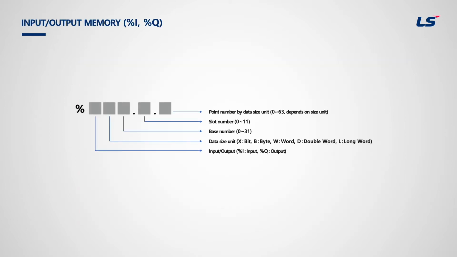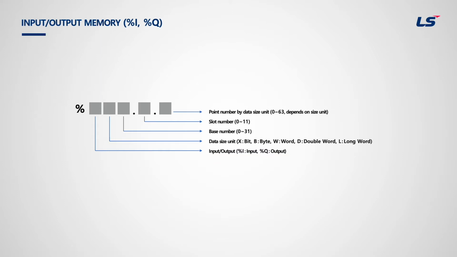We will see how to write address for XGI PLC. All memory needs to have a % sign as a prefix. Even if users do not enter %, the software XG5000 will automatically enter the prefix. What comes after % distinguishes which memory it is. First, if it is input memory, it will start with I. And if it is output memory, it will start with Q.